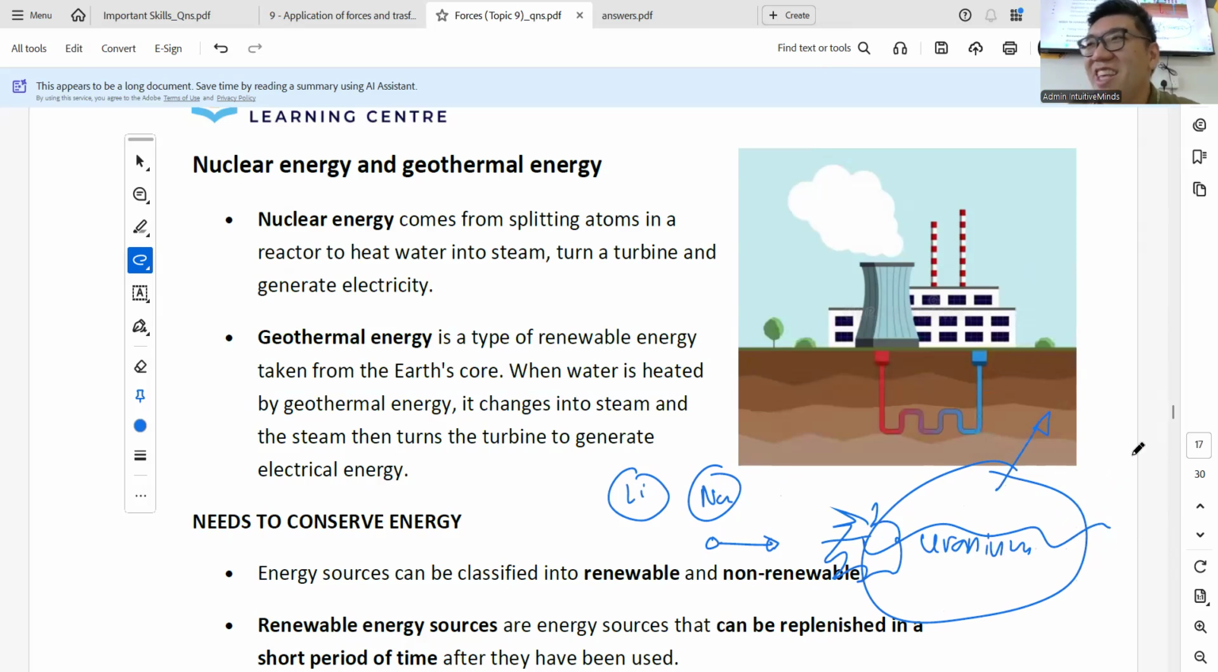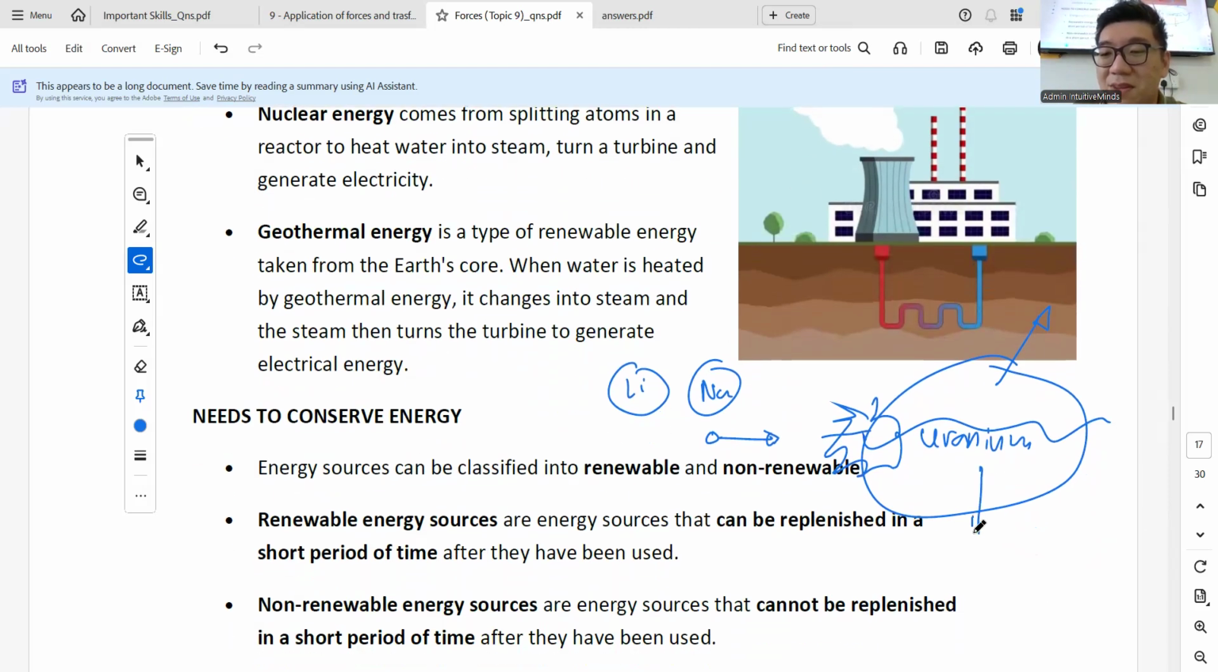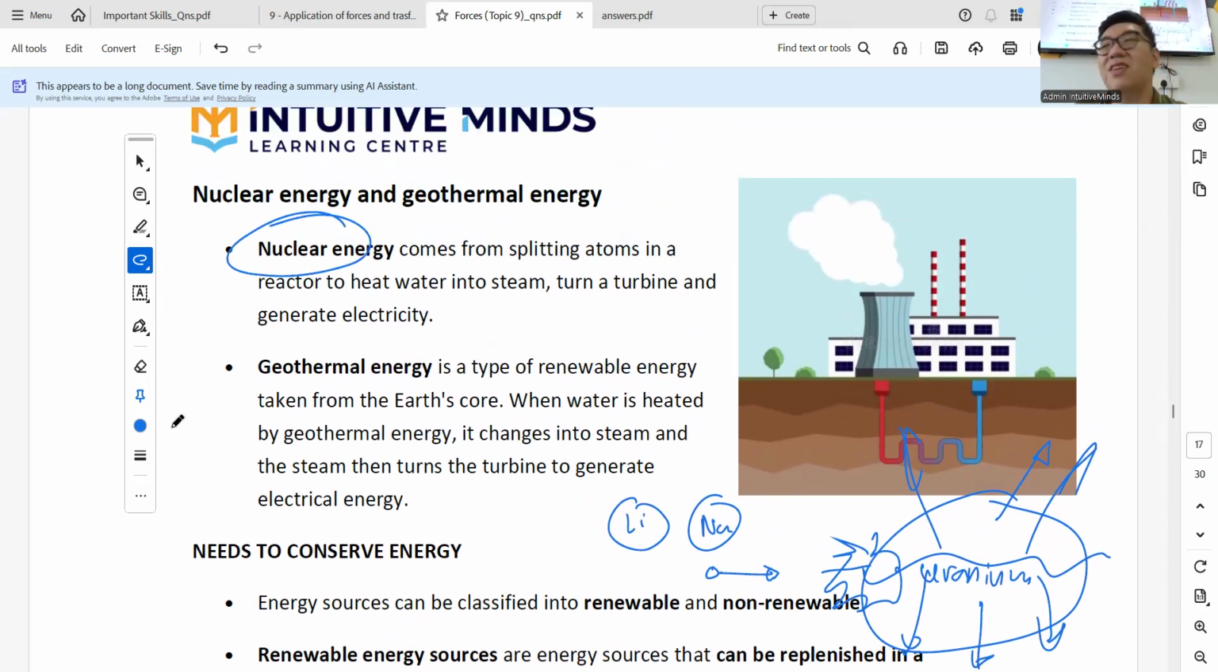You know, like a hard boiled egg. You crack it open, it's going to split up. And then what comes out? Energy. A lot of energy. And that is nuclear. Okay? You can use energy to heat water into steam, turn a turbine, and generate electricity.